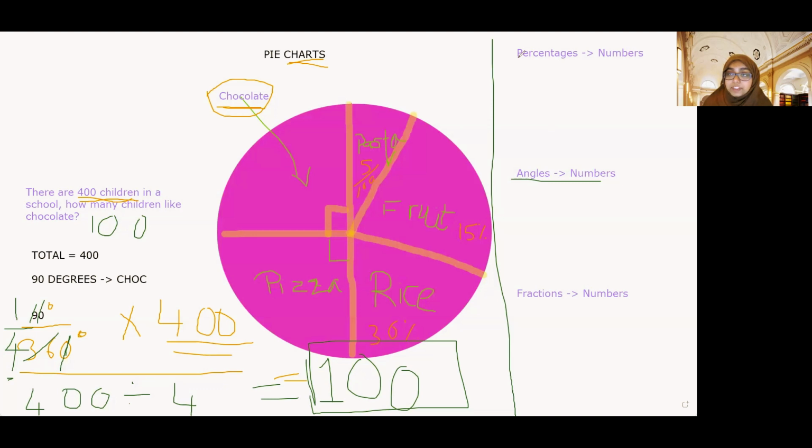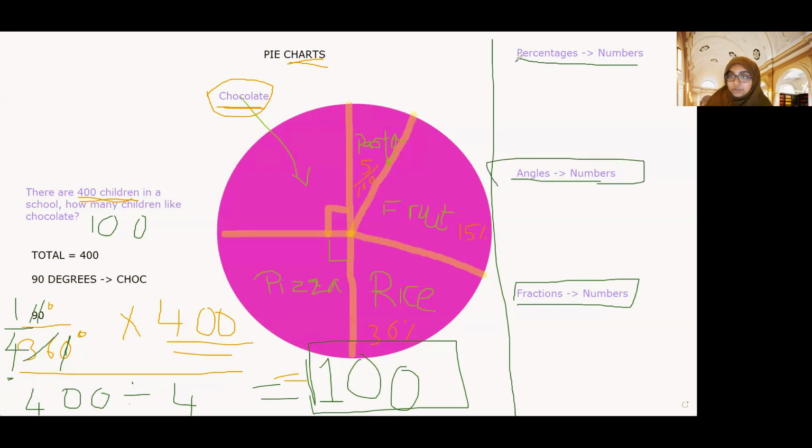Another type of problem that they can ask you is, okay, 30% of children in this school like rice. What number of children actually like rice? So you might have to convert the percentage into a number in the pie chart, or you might have to understand what fraction converts to what number of children or people.